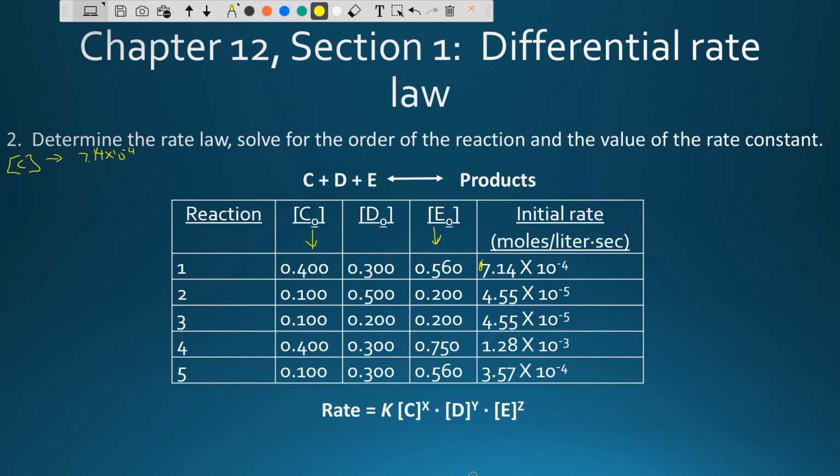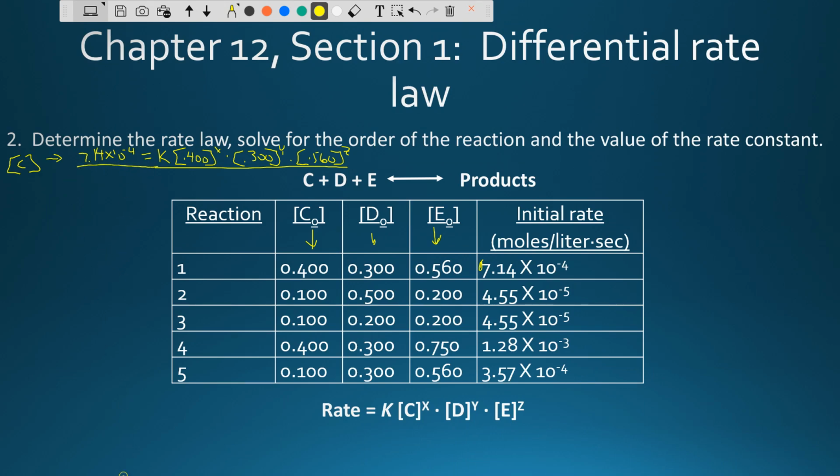Okay, and I'm going to take that equals my constant times, now look at my concentrations. I have my 0.400, that's to the x power, times my 0.300, that's my y, that's going to be my d, and then I'm going to take my 0.560, and that's my z. So if I take a look at that, that's my 7.14.